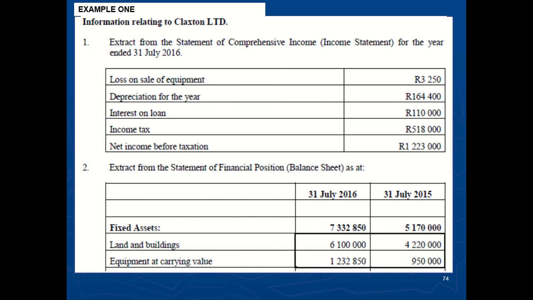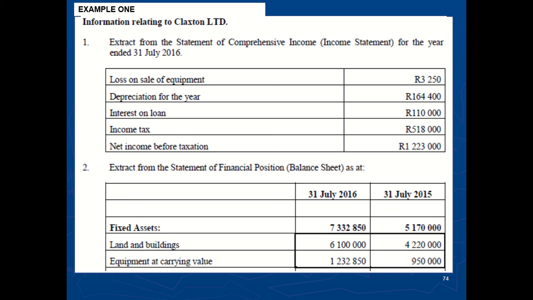Calculating cash flows from investing activities. Please remember, for cash flow from investing activities, we only look at financial assets as well as tangible assets. With respect to your tangible assets, guys, in the income statement, the only thing that you need from the income statement is depreciation, as per the table that I showed you in the previous slide.